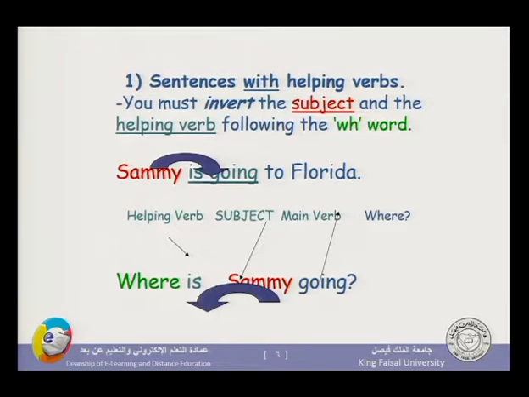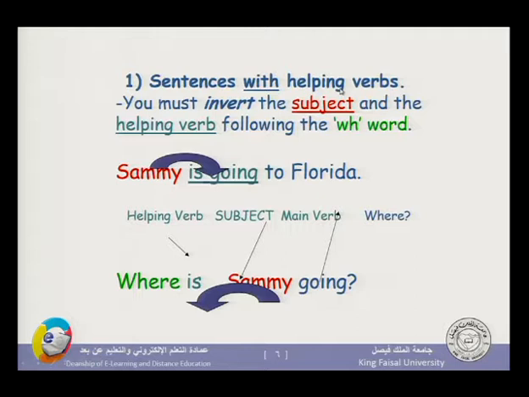Now, if you want to form a question, you should ask yourself some questions at the beginning. For example, when you see a sentence, first of all, you should ask yourself, do we have an auxiliary verb in this sentence or not? Because every question must contain an auxiliary verb. So if you have an auxiliary verb already there in the sentence, then you can use it as well in the question. So let's start number one with sentences with helping verbs.